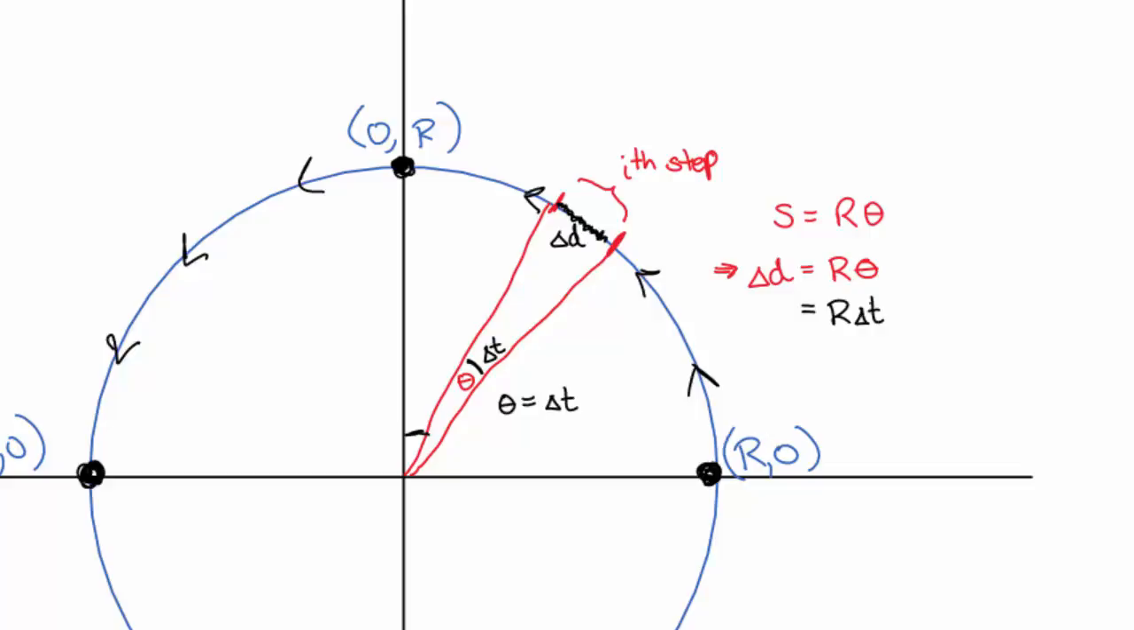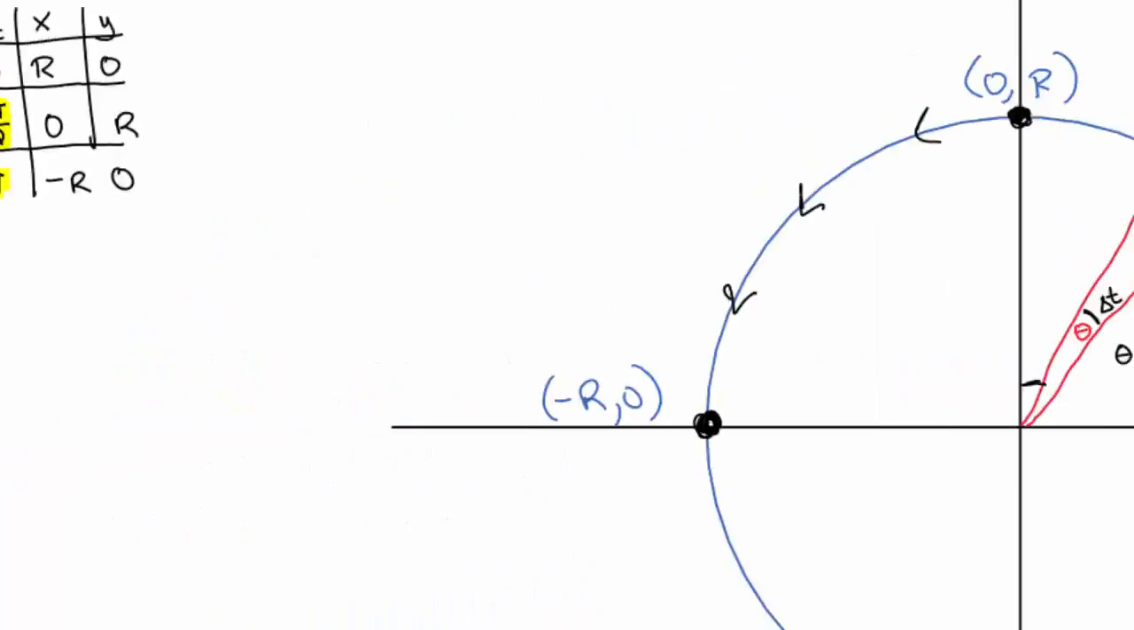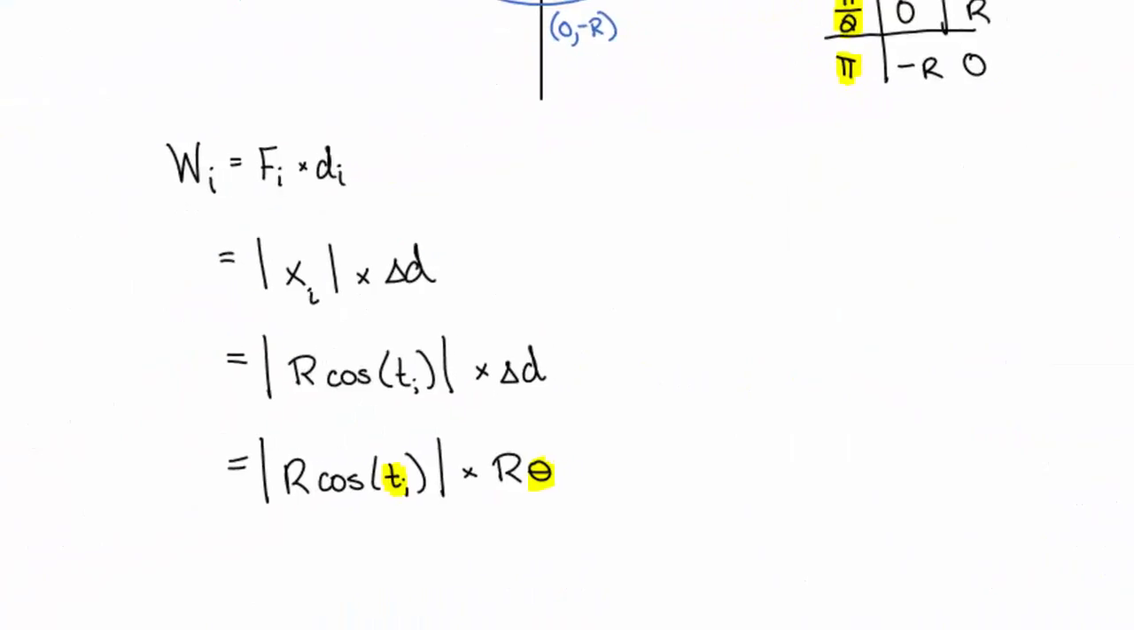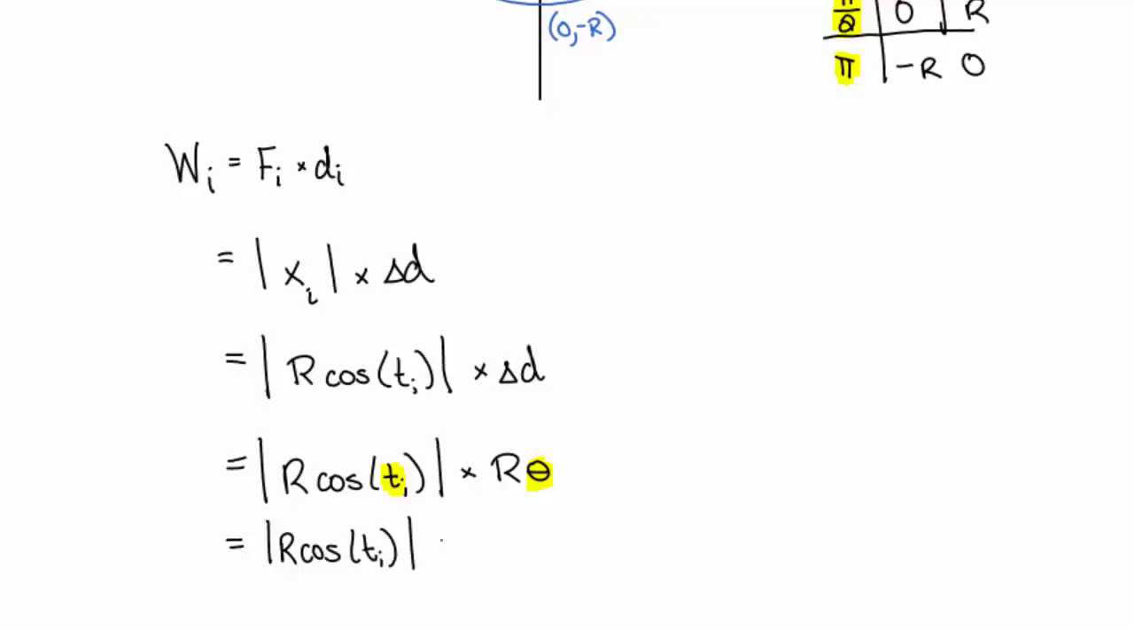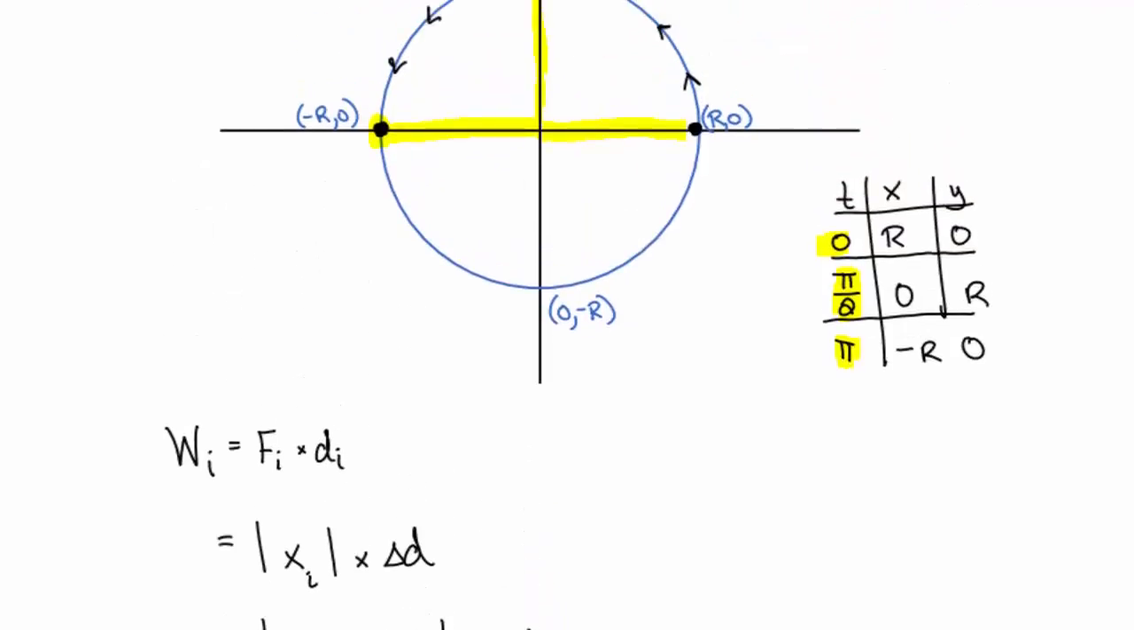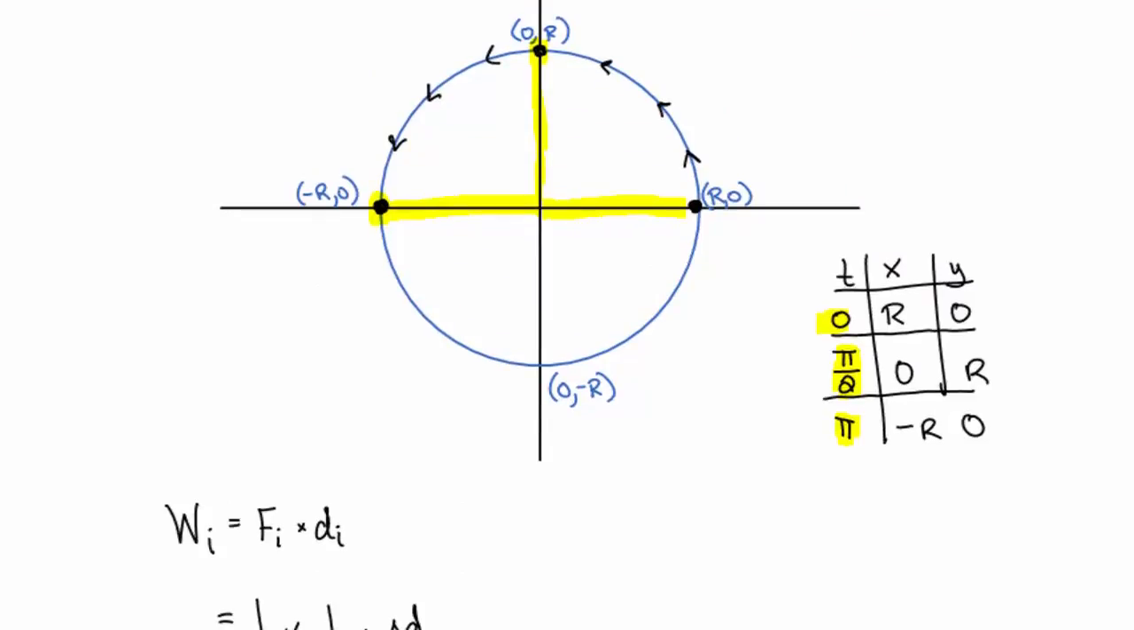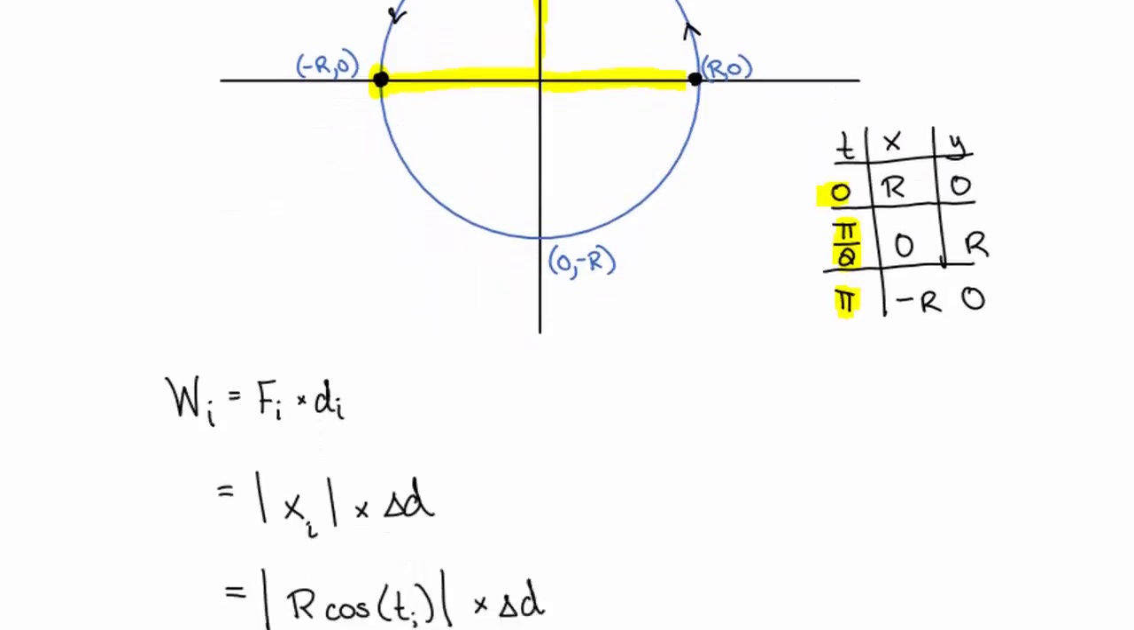And that is the key here, right? So I can go back over here and I can say, great. This tells me that I have the absolute value of r cosine of time times r times the change in time. And now we know we can integrate from time 0 to time pi, because that's when we would get to the point negative r comma 0.